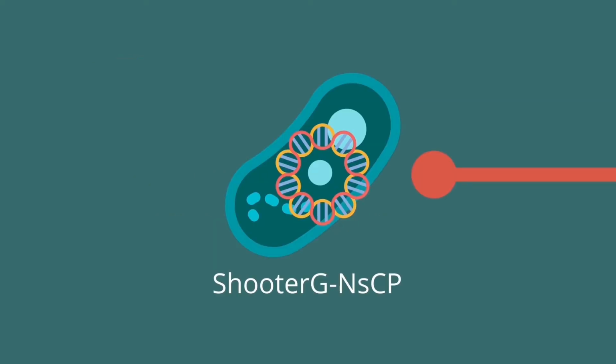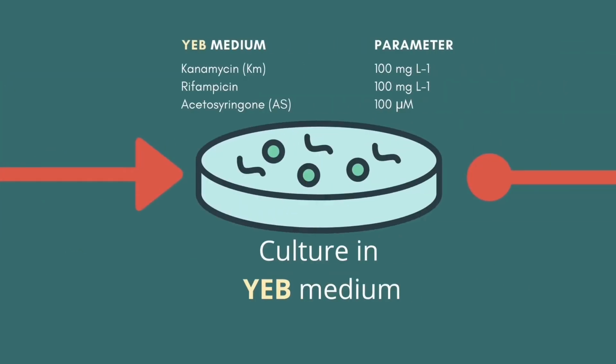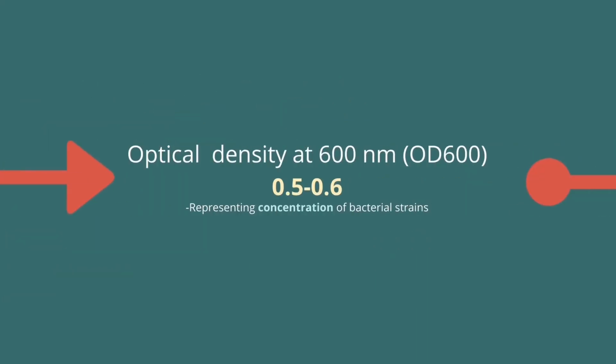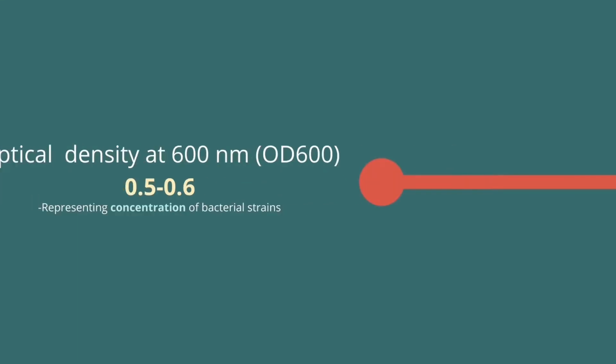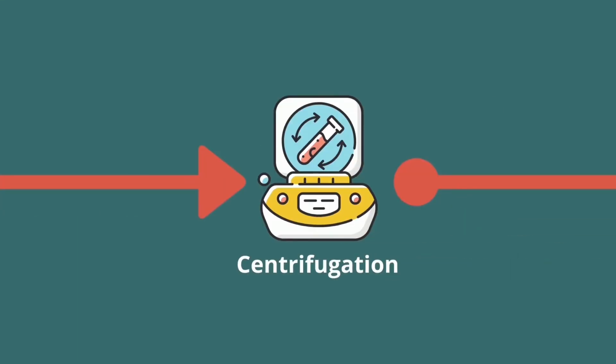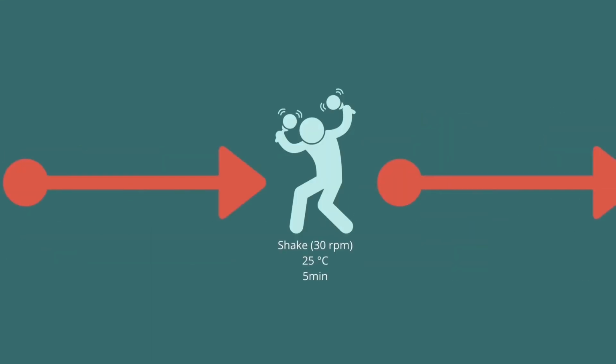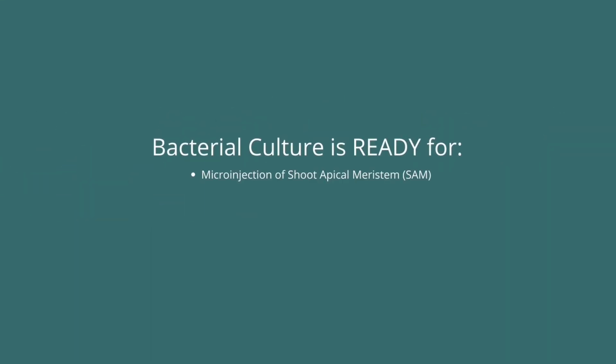The resulting strain, called shooter and SCP, was then cultured in YEB medium, leaving it in the dark until an optical density at 600 nanometers of 0.5 to 0.6. Later, centrifugation was performed to get the pellet of the bacteria. The resulting pellets were resuspended in the microinjection medium and shaken for a few minutes. This bacterial culture was all set for microinjection of SAM and infection of the cotyledon explants.